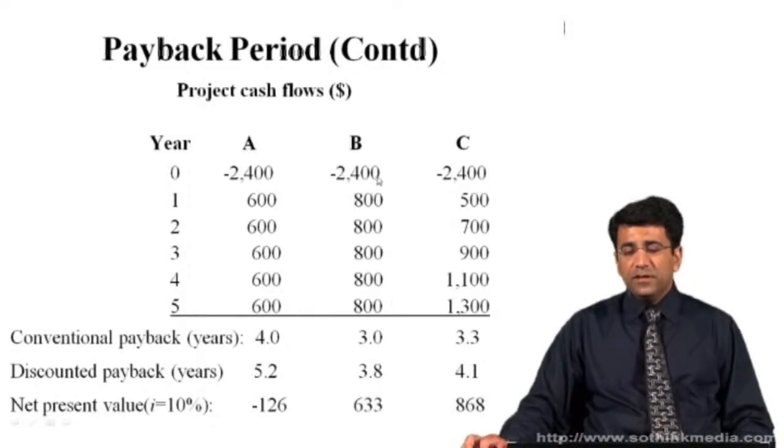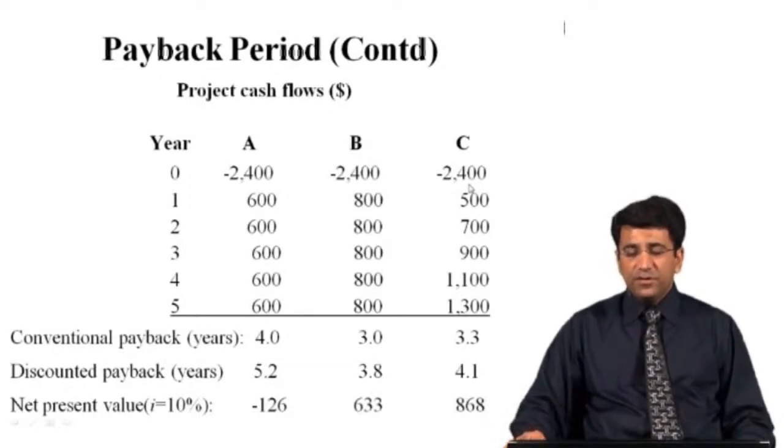Similarly, if you see the revenues for project B, you can recover the initial investment of 2,400 after 3 years, that is 8 plus 8 is 16, plus 8 is 24. So the initial capital investment will be recovered after 3 years, and the conventional payback period will be equal to 3 years. Similarly, students, you can calculate the conventional payback period for project C. If you add up these values, that is 5 plus 7 is 12, plus 9 is 21. If you add the next value, that is 1100, the total will be more than 2400.